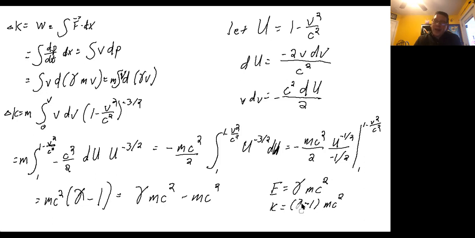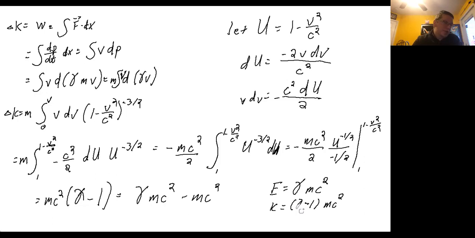And if you do a power series expansion of gamma minus 1, your first order would be 1, which would get subtracted out. Your second order would be 1/2 v squared over c squared. And when you multiply that by mc squared, you get 1/2 mv squared. So basically, a first order power law expansion of the relativistic kinetic energy gives you 1/2 mv squared.